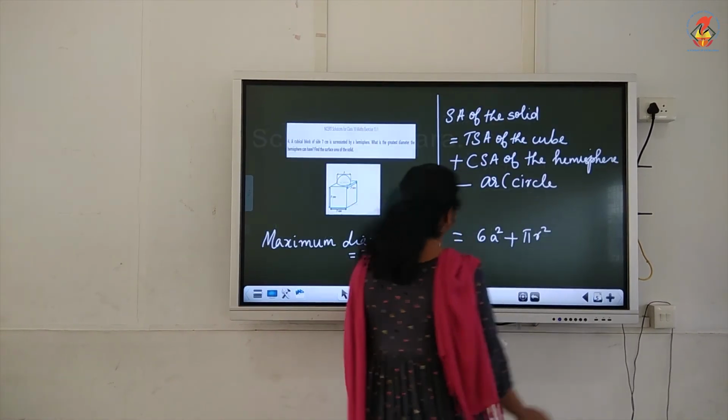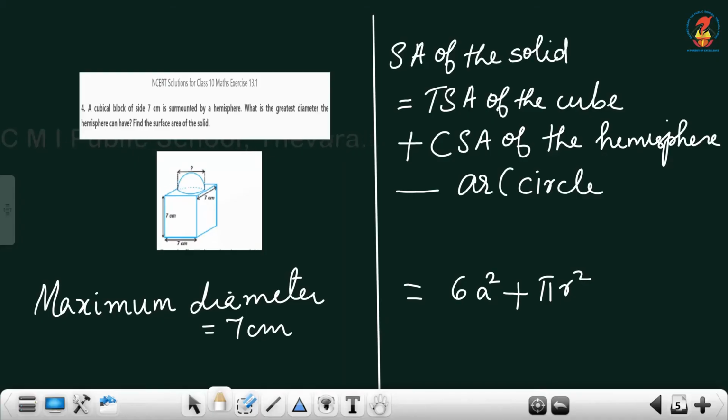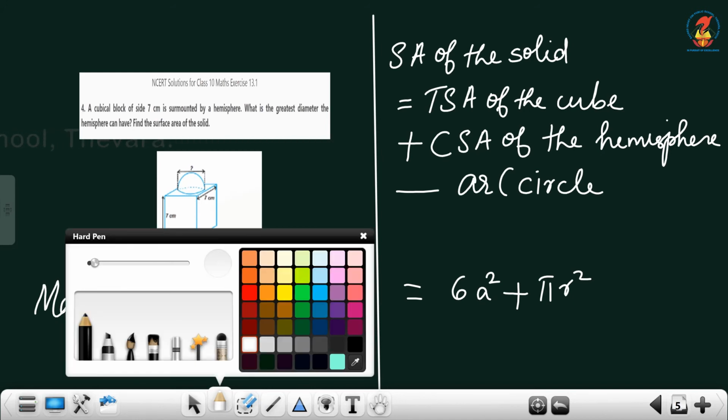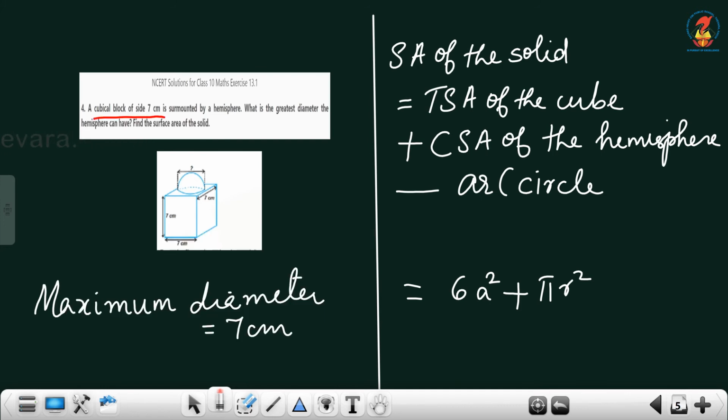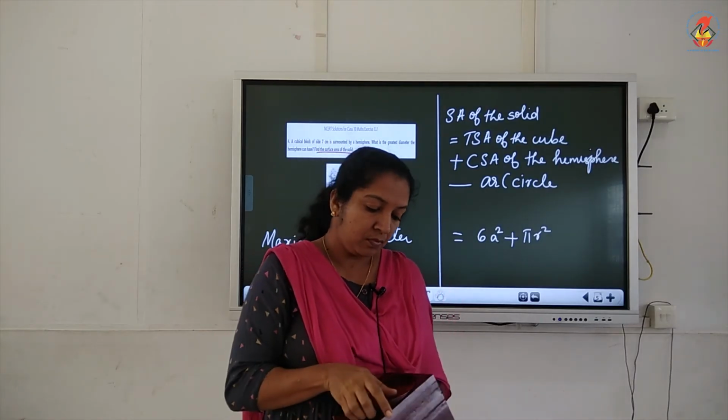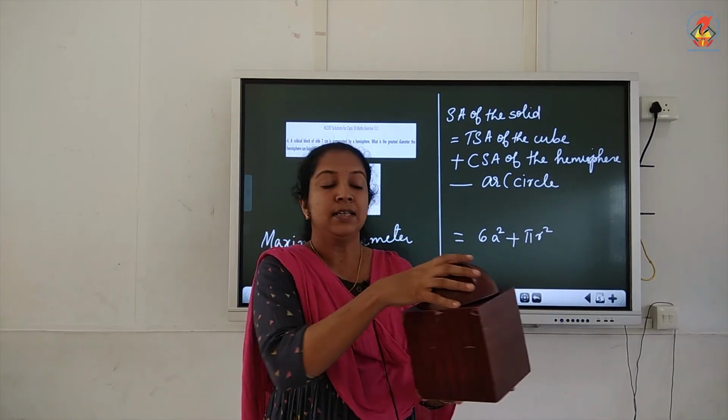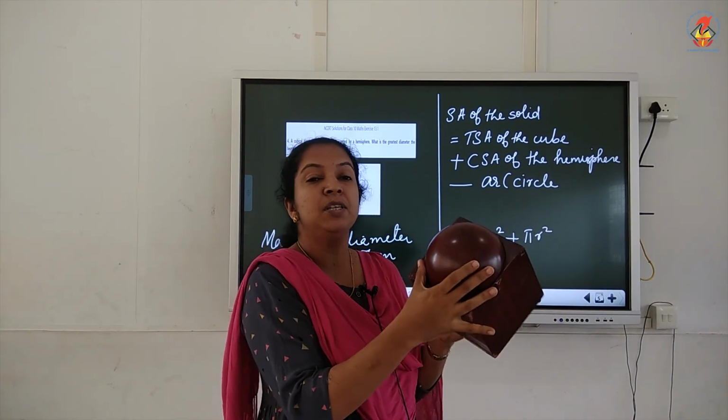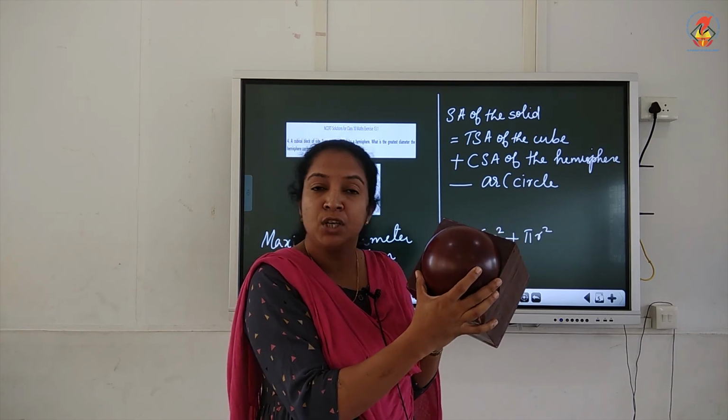The fourth question is: a cubical block of side 7 centimeter is surmounted on a hemisphere. What is the greatest diameter the hemisphere can have? Find the surface area of the solid. The hemisphere is like this. The hemisphere is surmounted on a cube.